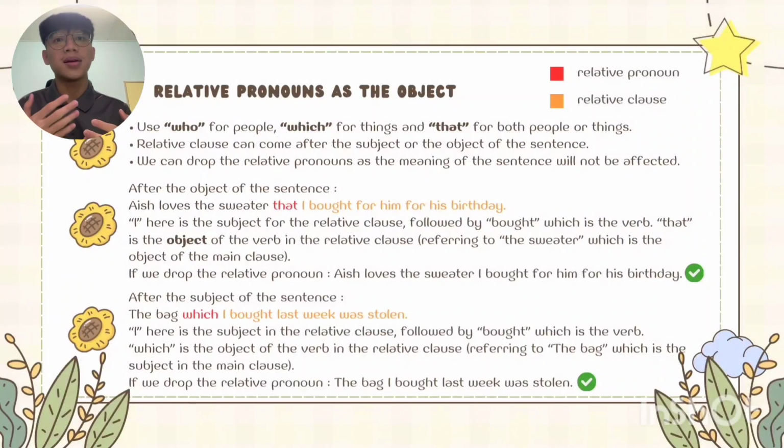The bag is the subject in the main clause. So we see here that the bag is the subject, and then which is after the subject. That's why we use the relative pronoun after the subject of the sentence. If we drop the relative pronoun, the sentence will go, the bag I bought last week was stolen. It is still correct because the meaning doesn't change.